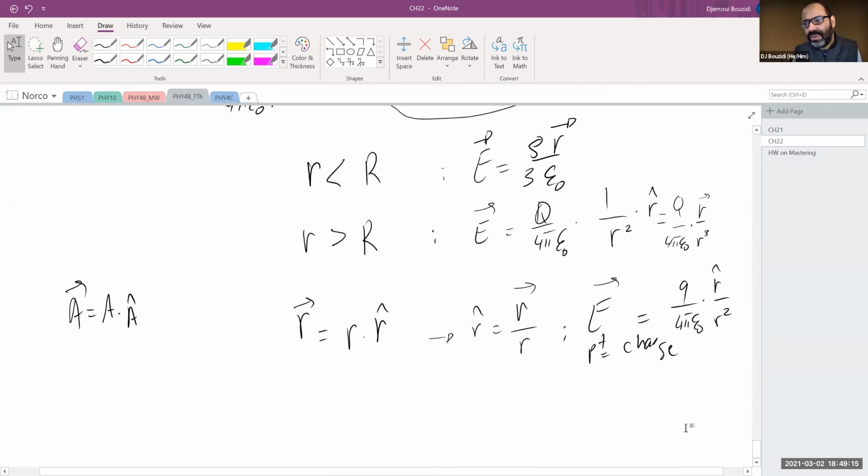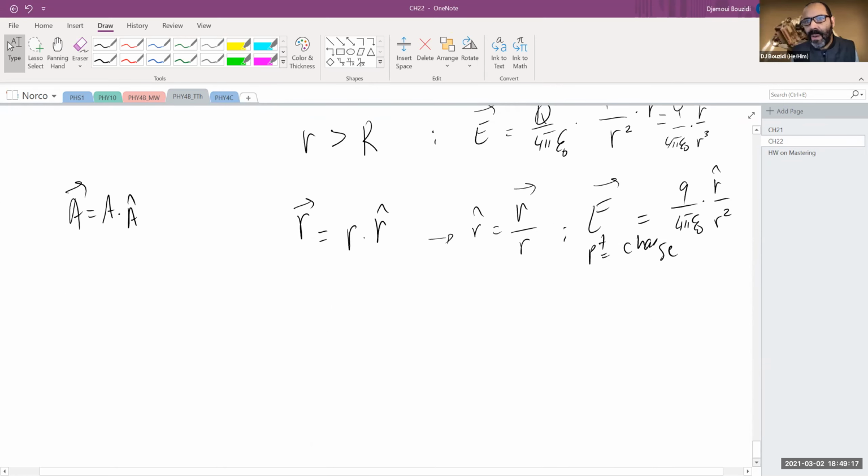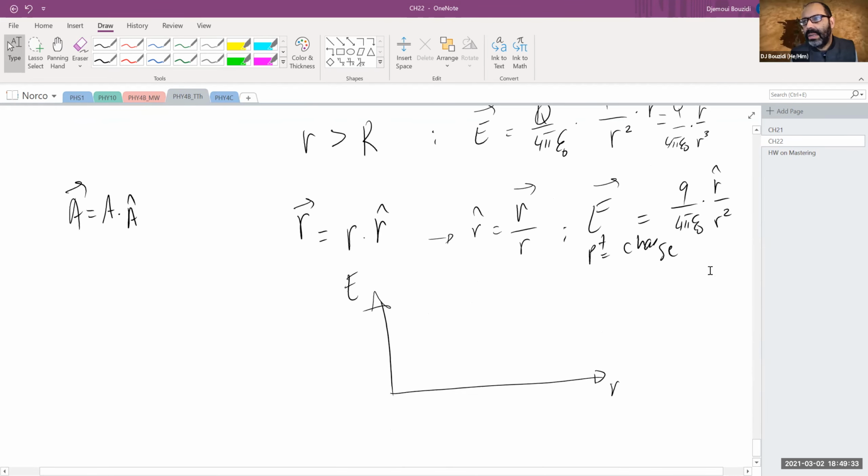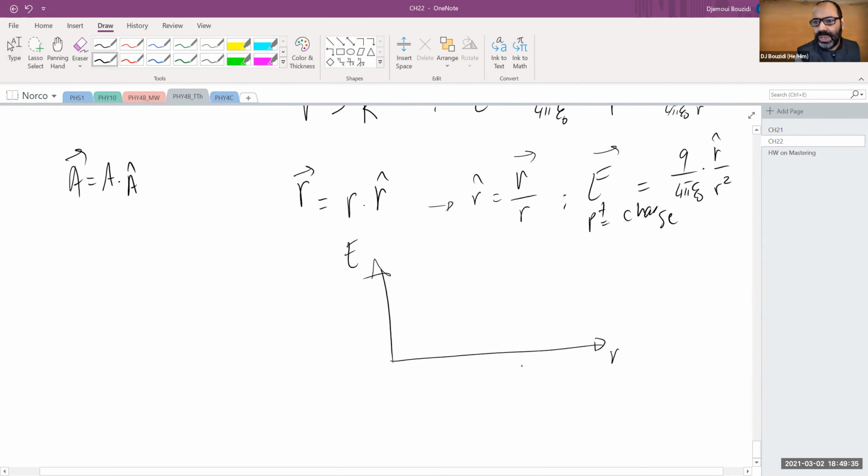Okay, so if I draw this one for the function of how the electric field depends on the distance from the center of the sphere, this is E. So it's some value in here. I can actually find this value at the radius, first of all. This is the radius of the sphere, R.